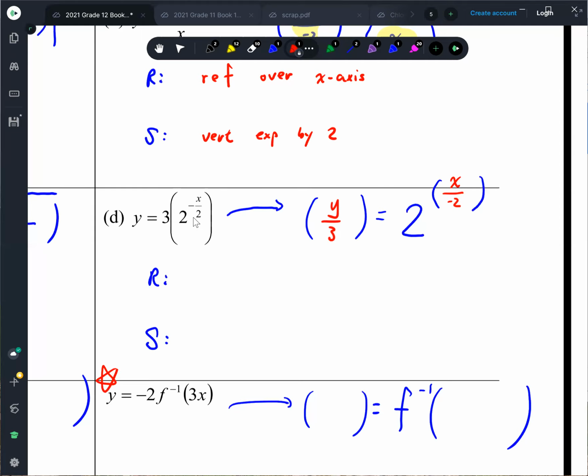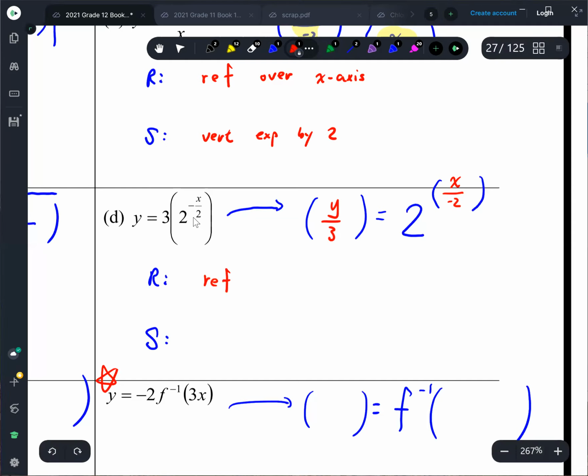Okay, Marcus, what's your R? Wouldn't it be reflect over the y-axis? Yeah, very good. Reflect over y-axis.